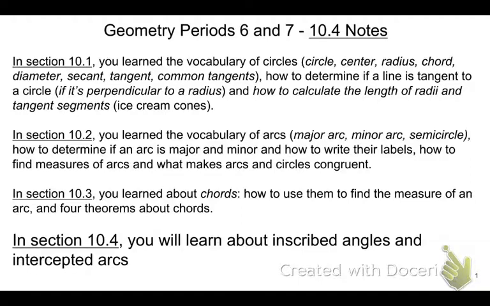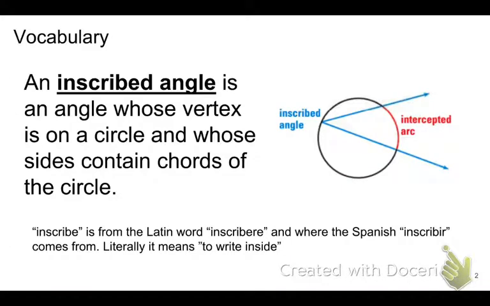In this section, you're going to learn about inscribed angles and intercepted arcs. And there are also going to be 3 theorems that you'll need to know.